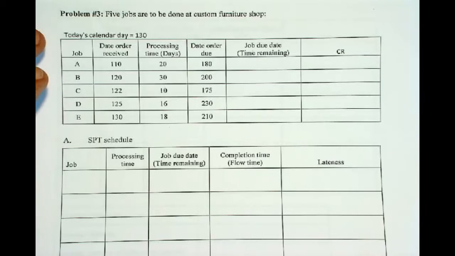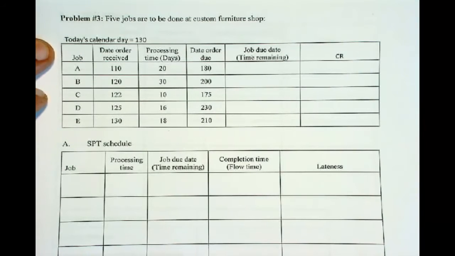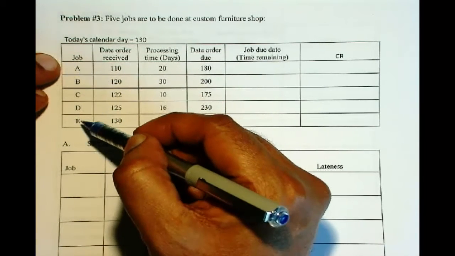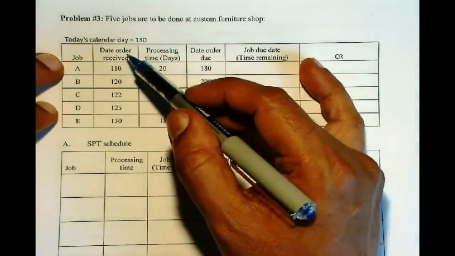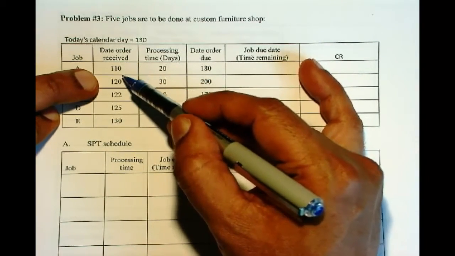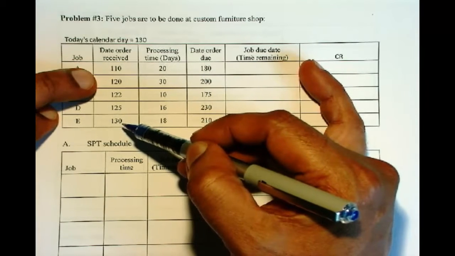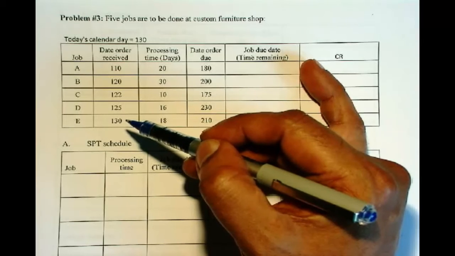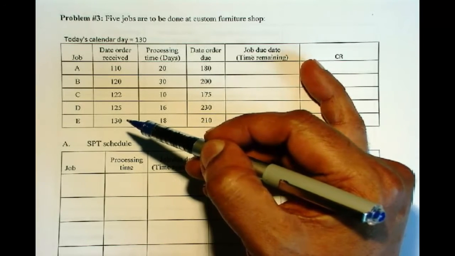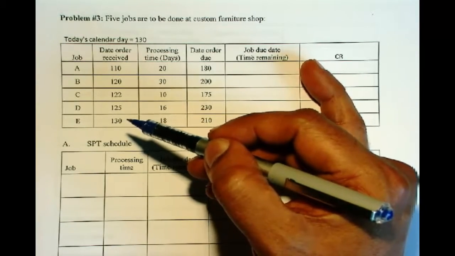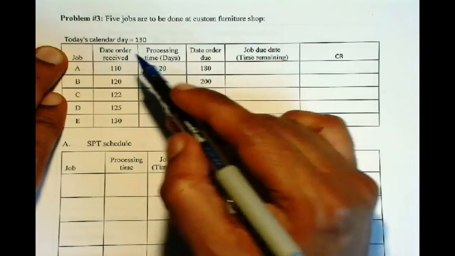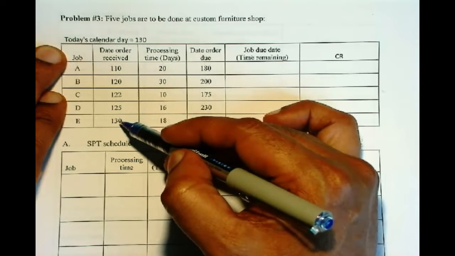Now let's look at an example problem for sequencing jobs. We are given jobs A through E, and the date order received is given here, the production date. Many manufacturing companies have a running day number from the start of the fiscal year: day 1, day 2, day 3, and they skip weekends and holidays and keep counting. Today's calendar day number is 130, and these are the date orders received.